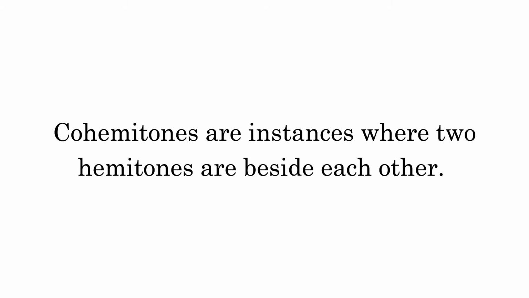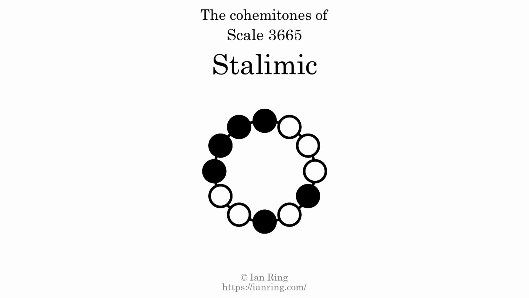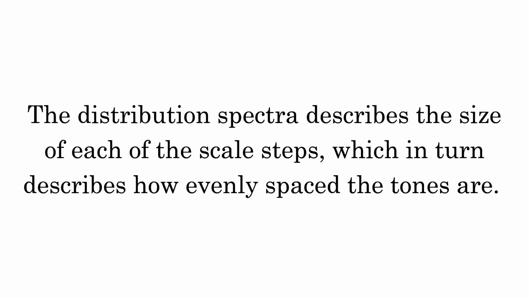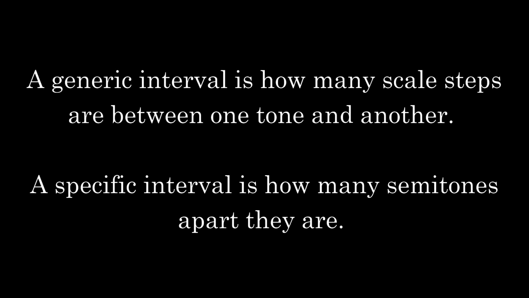Cohemitones are instances where 2 hemitones are beside each other. This scale has 2 cohemitones. They are at positions here, and here. The distribution spectra describes the size of each of the scale steps, which in turn describes how evenly spaced the tones are. A generic interval is how many scale steps are between one tone and another. A specific interval is how many semitones apart they are.